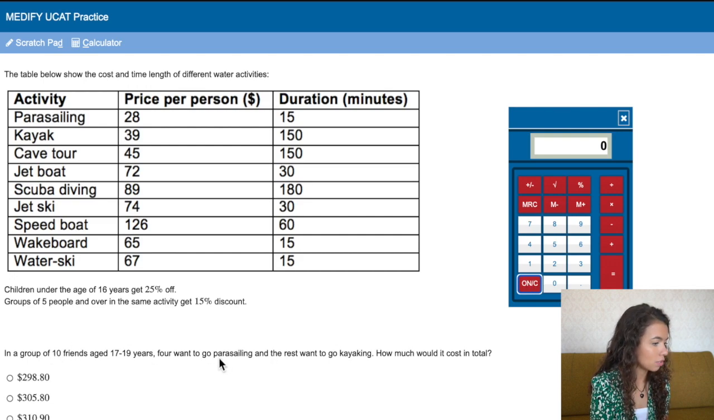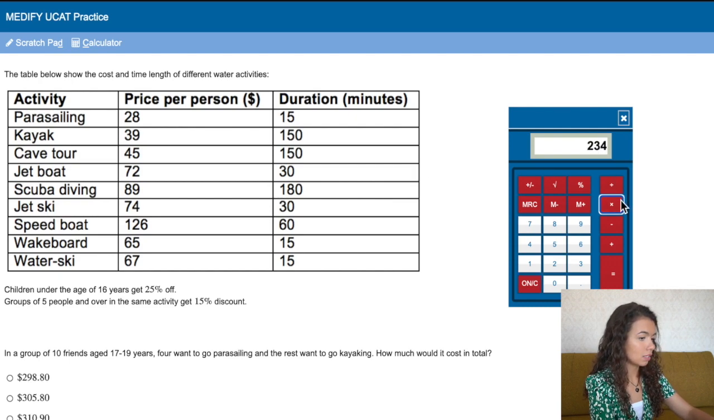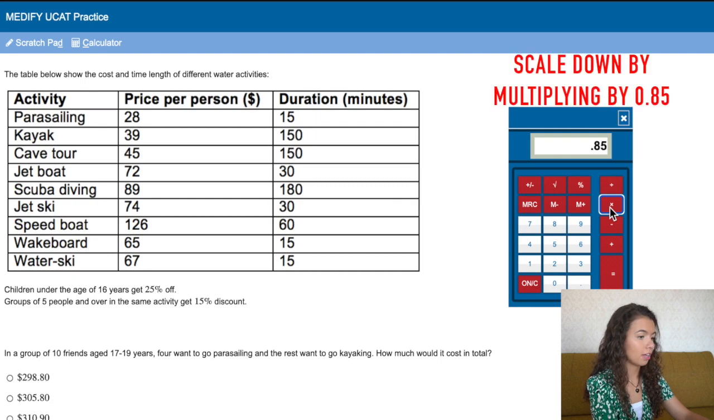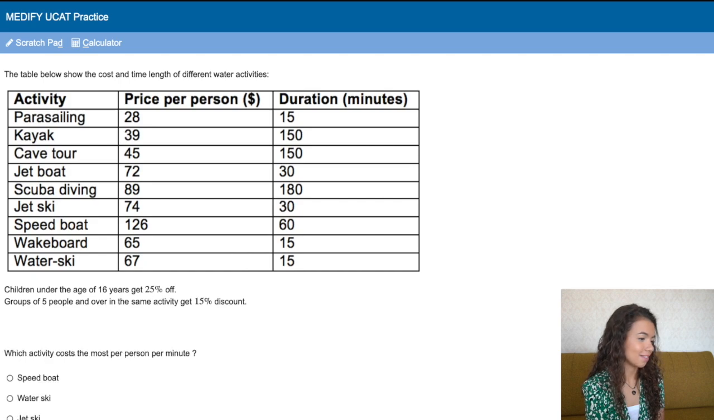There were 10 altogether, so 6 of them want to go kayaking, and you get a 15% discount. So 6 times 39 is 234, and for the 15% discount, times 0.85, which is like applying the 15% discount there, you've got 198.5, plus the price of the 4 that wanted to go parasailing, which we said was 112, so $310.90.